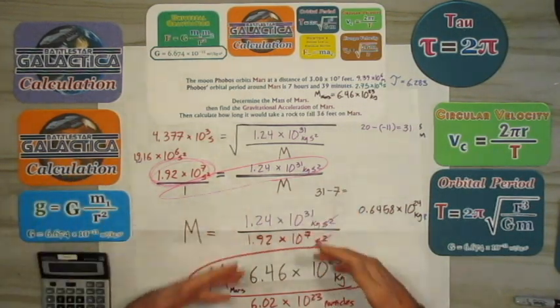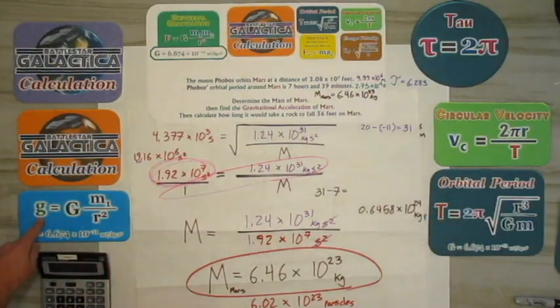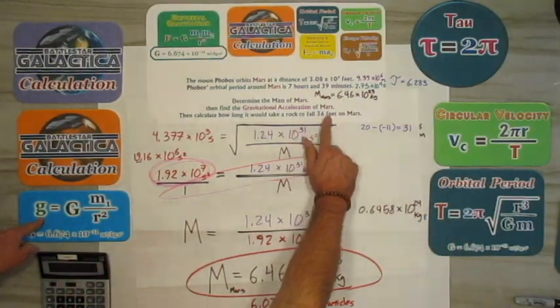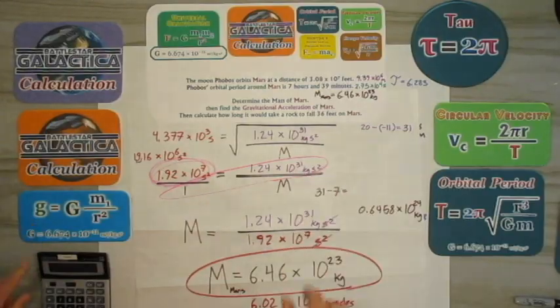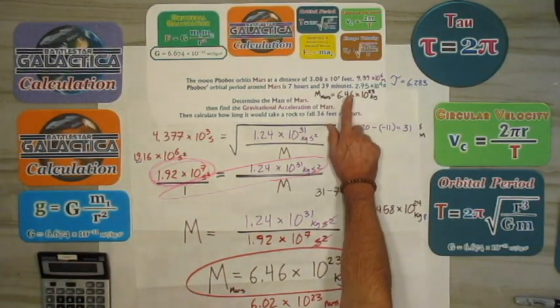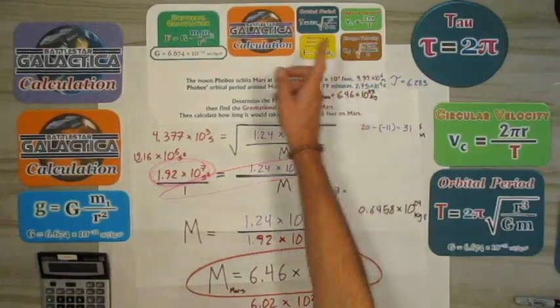Like here on Earth, we know what it is, right? But we need it from Mars in order to do this last calculation. So I'm going to replace these papers, but now that we've got the mass of Mars right there, we're going to use it in our next calculation.